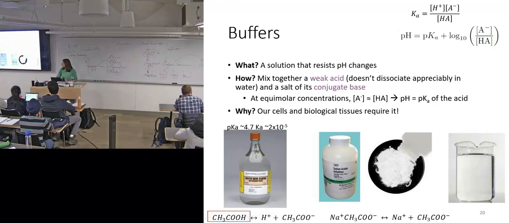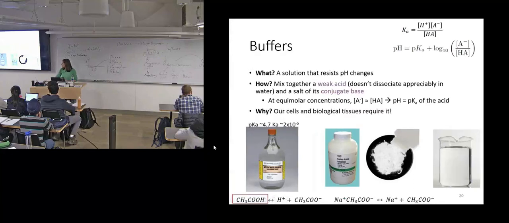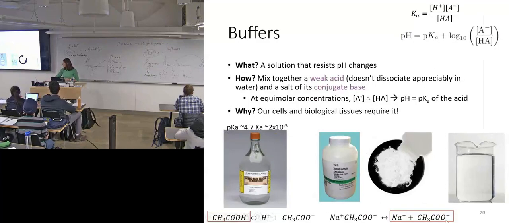When I put acetic acid in water, it basically stays as acetic acid. It does not want to dissociate. So even though I put it in water, I basically just have a bunch of this. With sodium acetate, my salt of the conjugate base, it will dissolve into sodium and acetate ion. So if I mix these two things together, I can have both my acid and my base in a solution. That's what I need to make a buffer.